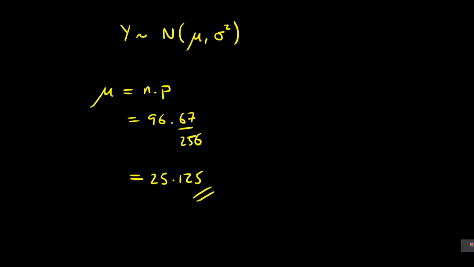And what's the variance equal to? The variance is equal to npq, where q is the probability of failure. So it's going to be n times p times 1 minus p, if you prefer.